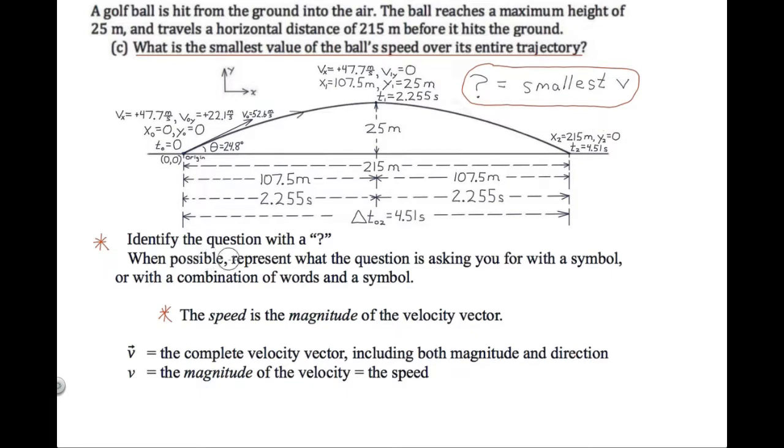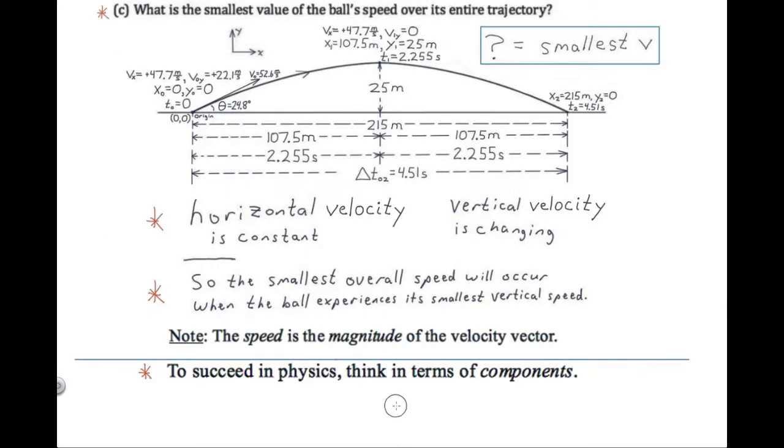When possible, represent what the question is asking you for with a symbol, or in this case, with a combination of a word and a symbol. The speed represents the magnitude of the velocity vector. We can represent the magnitude of the velocity with the symbol v, written without an arrow on top. To answer part C, we need to think in terms of components.